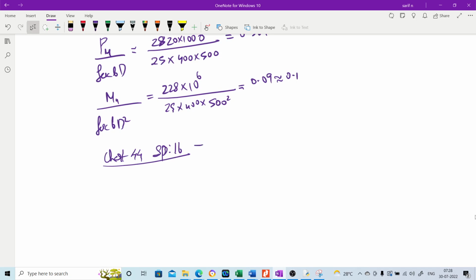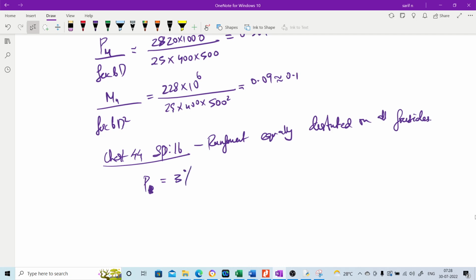So we are assuming the reinforcement equally distributed on all four sides. Okay, so this is the case we are taking. So if you go to the interaction charts, we will get the value of PT, the percentage of reinforcement rho. We can get it as 3%. So 3% of reinforcement is required.